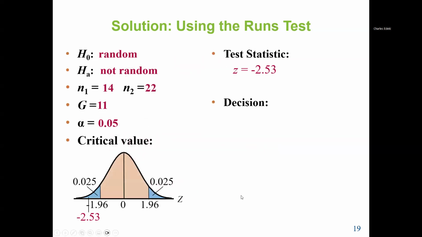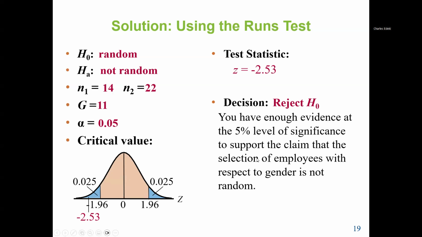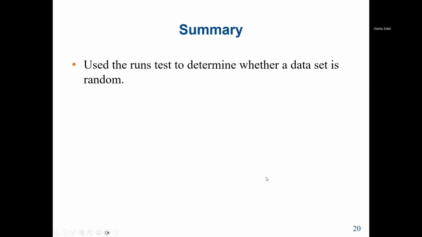So now let's look at our rejection region. Here we have negative 2.53, which is outside, in the blue area. So here we are going to reject H0. Rejecting H0 means we have enough evidence at 5% significance to support the claim that the selection of employees with respect to gender is not random, because H0 said random. So rejecting H0 means not random. That will be the conclusion of this lecture.